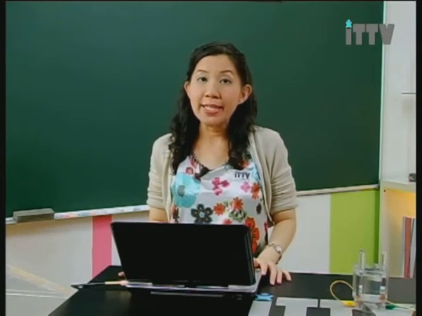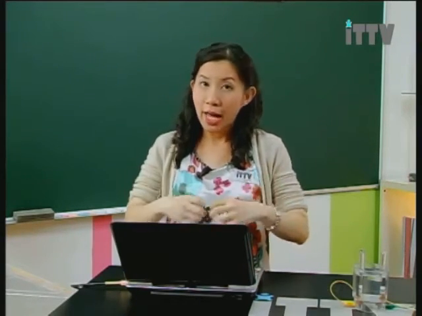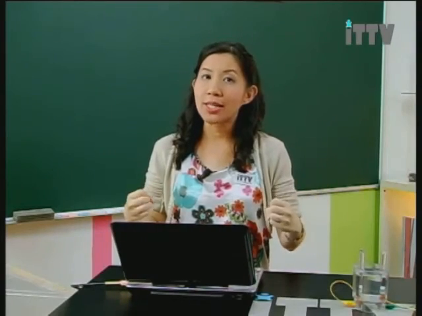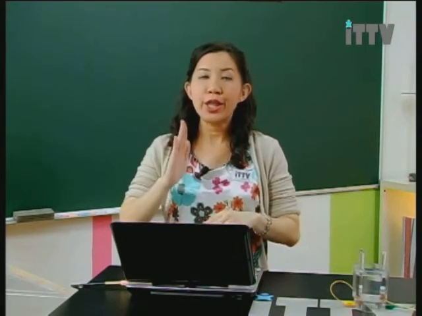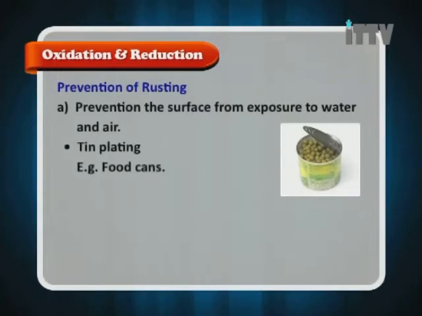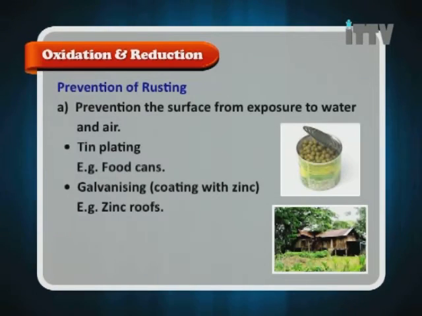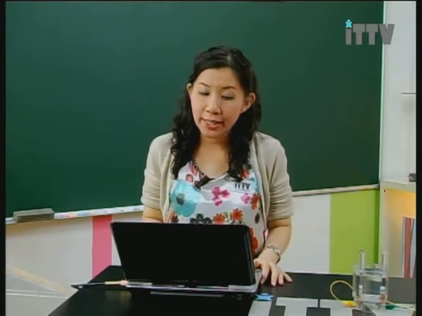So these three methods mentioned are ways to prevent the surface of the iron from having contact with air and water. As long as there is no water and no air in contact with iron, this will prevent or even slow down corrosion. Other ways to prevent rusting are tin plating, for example in food cans, because food cans contain iron. Next, we have galvanizing, which is coating with zinc, for example zinc roofs. So all these are ways to prevent the rusting of iron.